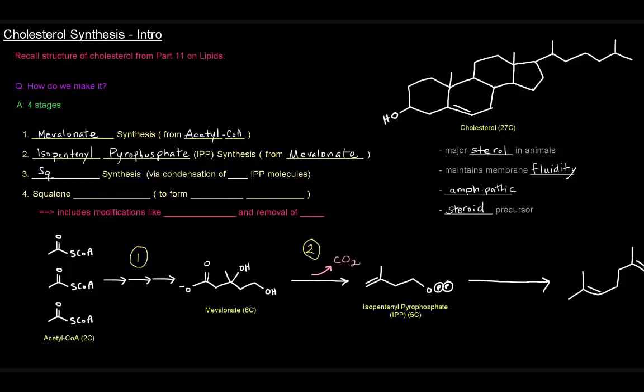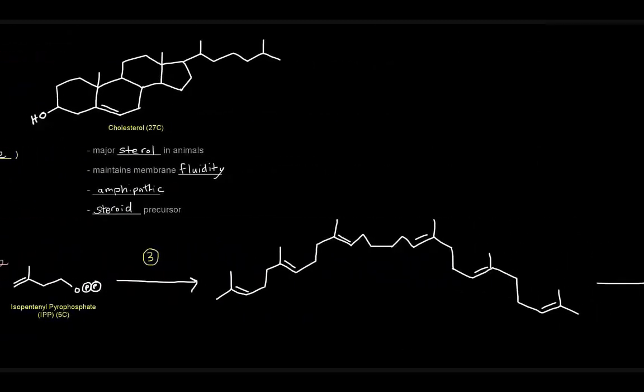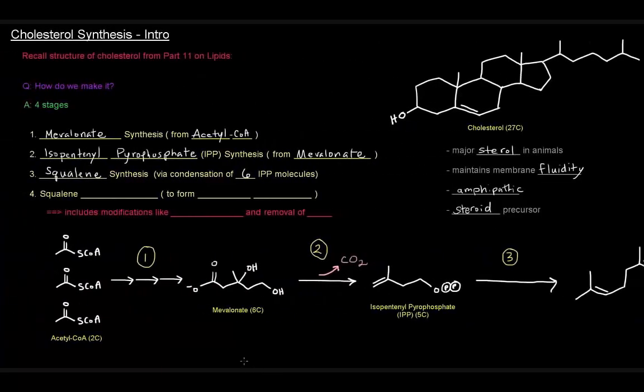Stage 3 is squalene synthesis, which is made from the condensation of 6 IPP molecules. So we're going to take 6 of these isopentenyl pyrophosphates in stage 3, and we're going to combine them together to make this molecule called squalene, which is this here. Squalene, rather large. Given that there are 6 isopentenyl pyrophosphates combined to make squalene, 6 times 5 gives you these 30 carbons. So that's stage 3.